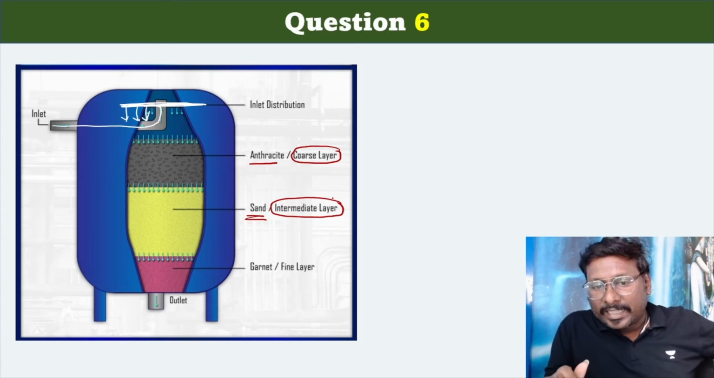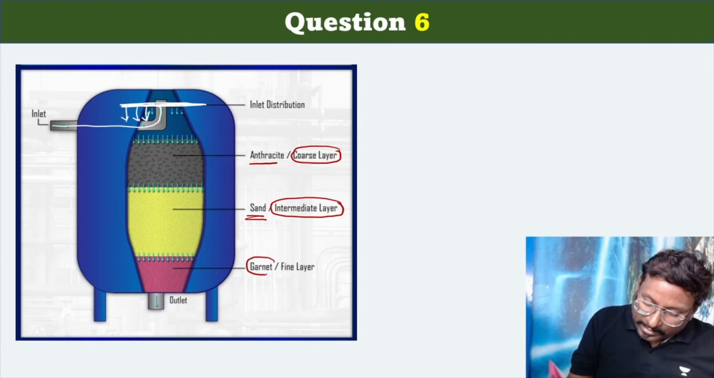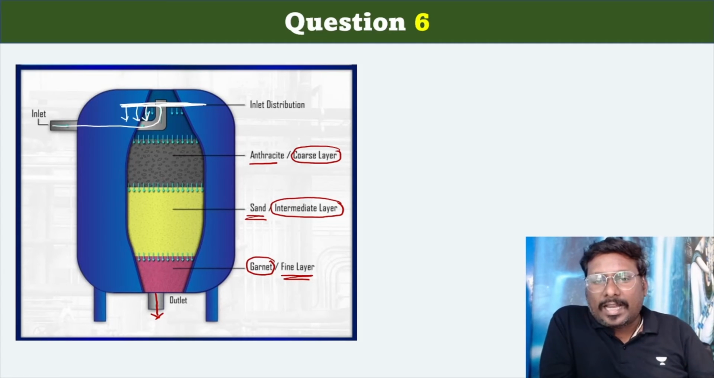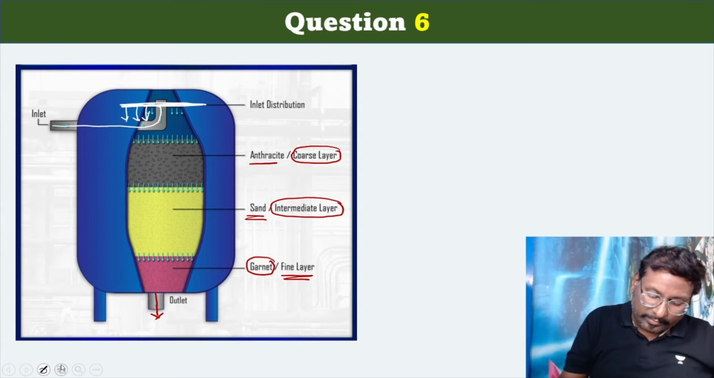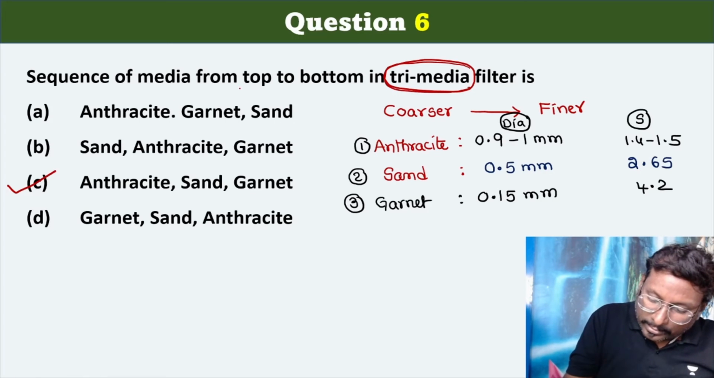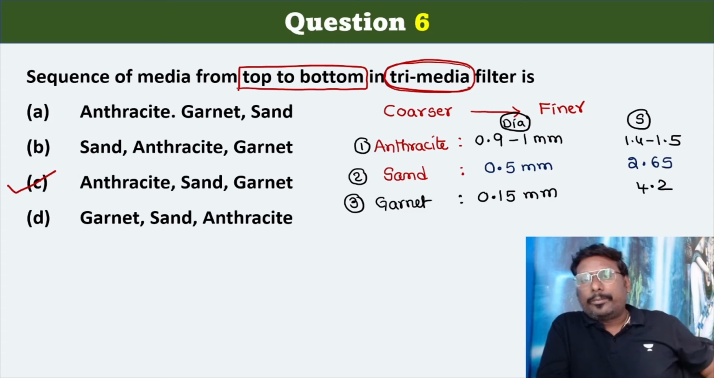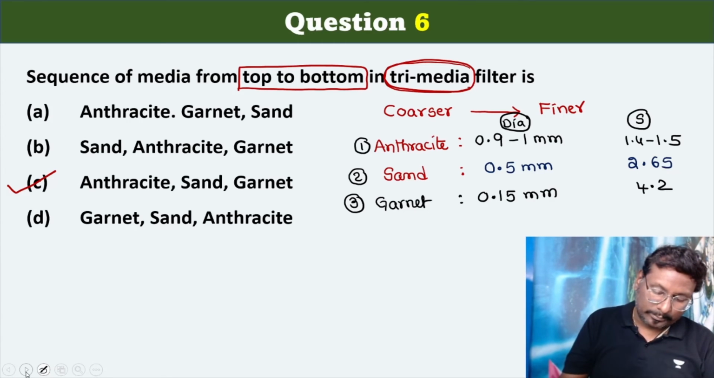This is an industrial filter, multimedia filter. Then last, garnet, fine layer, water is coming out. So anthracite, sand or intermediate layer, followed by garnet. So it is coming top to bottom. What is given in the question? Top to bottom they are asking. Please understand, top to bottom: anthracite, sand and garnet.